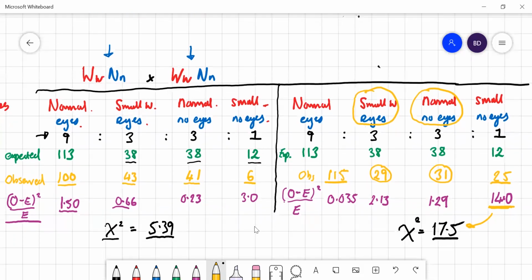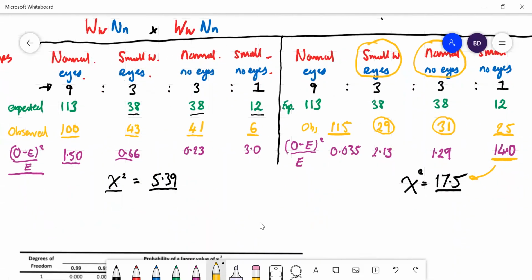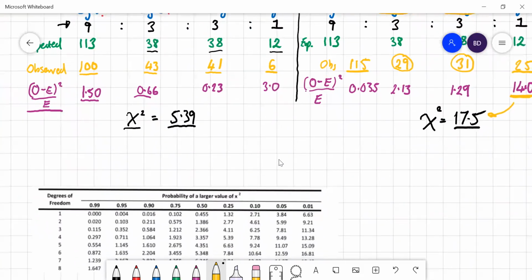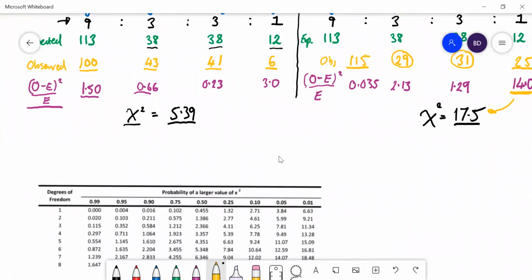So now we need to look at the probability value. So we need the chi-squared table down here. Degrees of freedom, remember that is n minus 1. So that's the number of phenotypes in this case, which is 4, minus 1. So we will need to be looking at 3 degrees of freedom there.